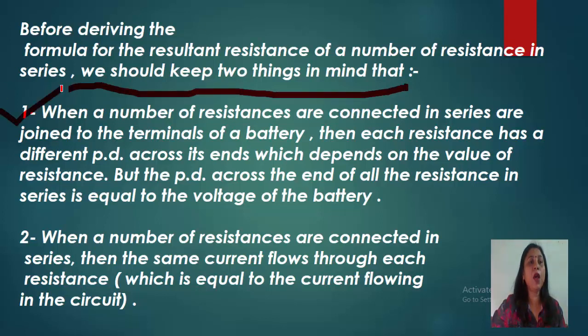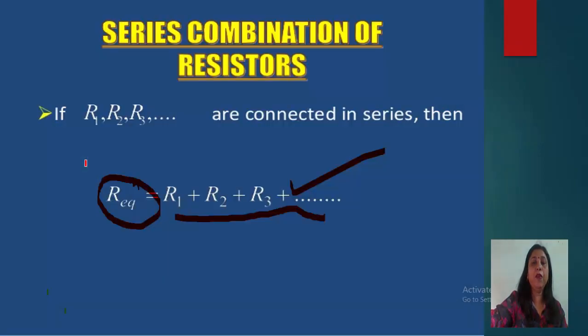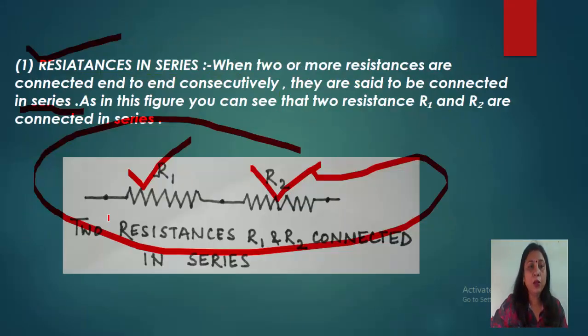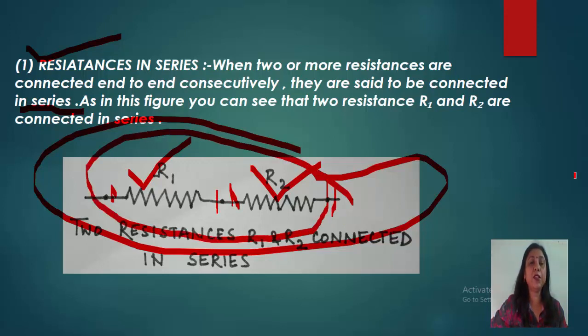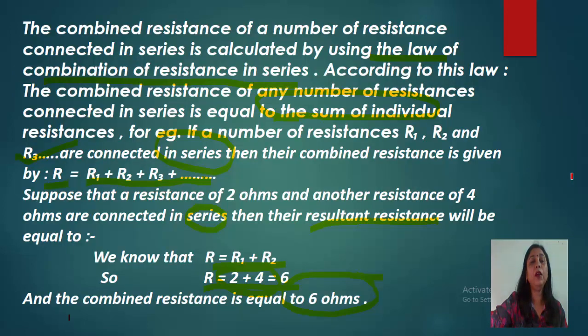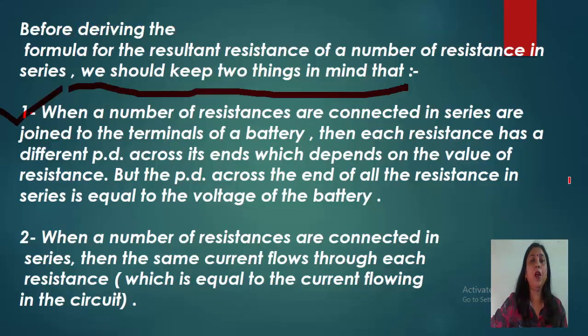What are these two things? Number one, when a number of resistances are connected in series, they are joined to the terminals of a battery. Then each resistance has a different potential difference across its ends, which depends on the value of the resistance. But the potential difference across the ends of all the resistances in series is equal to the voltage of the battery. In this example, the potential difference across this resistance and across this resistance will be different, but the total potential difference will be equal to the voltage of the battery.